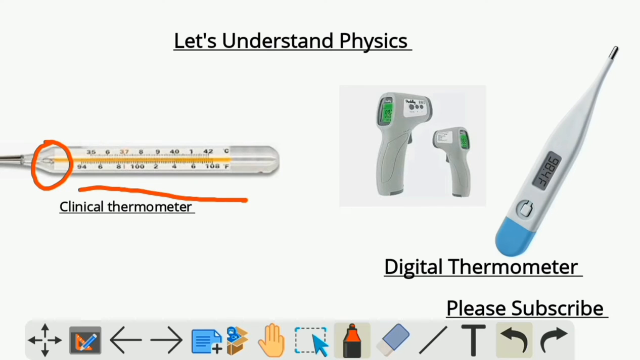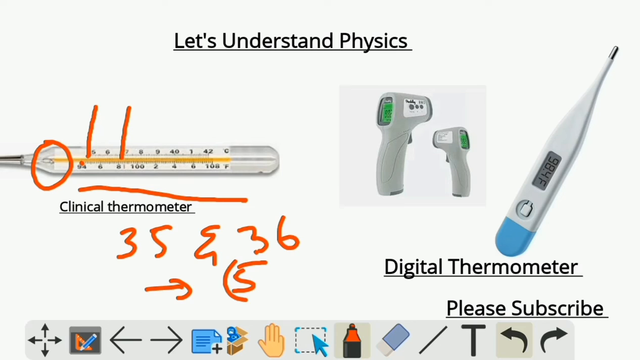Now here, how do you read the reading? Take any two numbers. Here 35 to 37 you have on the scale, and on the Fahrenheit scale 94, here 96, 98, 100. Here 35, here you can see 6, right? That 6 is 36. Now I am taking those numbers, 35 and 36. These two readings are divided with small lines. If you count them, there are 5 lines between these two readings.